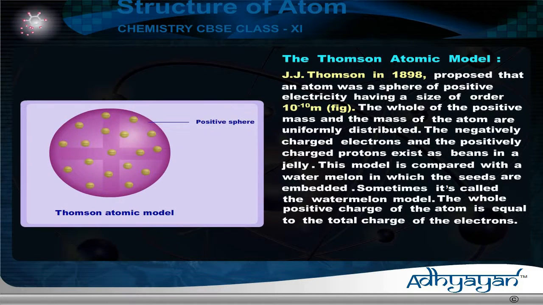The Thomson atomic model. J.J. Thomson in 1898 proposed that an atom was a sphere of positive electricity having a size of the order of 10^-10 m. The whole of the positive mass and the mass of the atom are uniformly distributed. The negatively charged electrons and the positively charged protons exist as beans in a jelly.